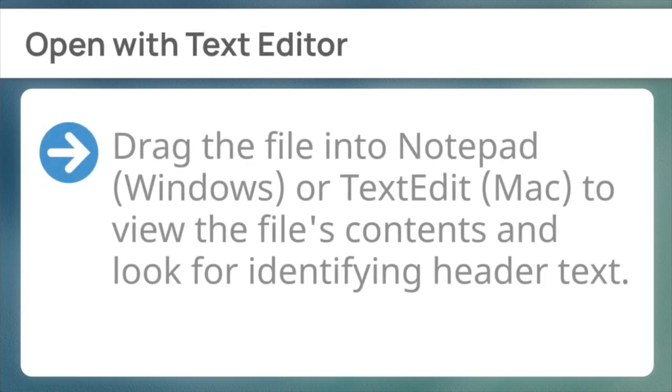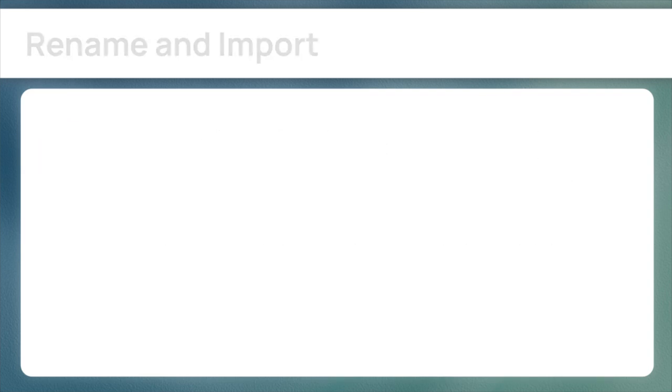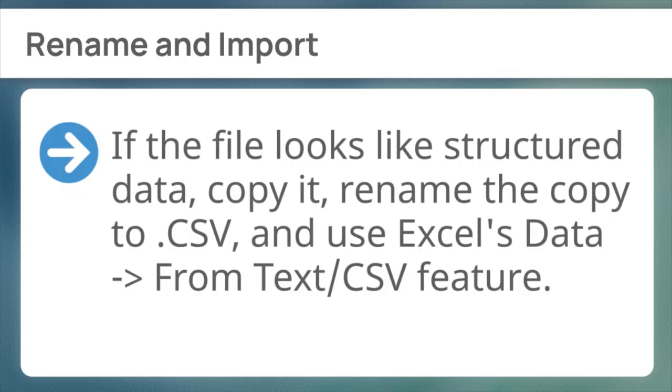Next, open with Text Editor. Drag the file into Notepad on Windows, or TextEdit on Mac, to view the file's contents and look for identifying header text. Finally, rename and import. If the file looks like structured data, copy it, rename the copy to CSV, and use Excel's data from text.csv feature.